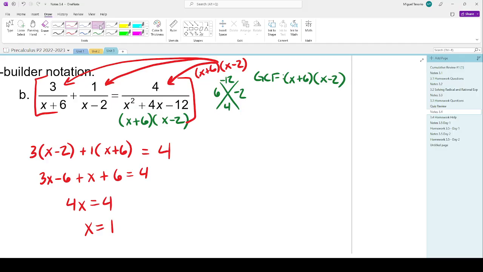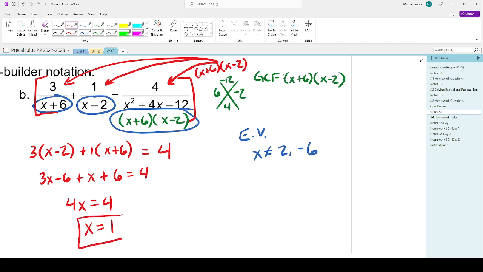We didn't check for excluded values. So my excluded values were whatever made my denominator 0, and I need to check all of my cases in case there's one that's different. In this case, I only have 2 excluded values. X cannot equal 2 or negative 6. And since neither of those numbers are part of our solution, we have a valid answer.